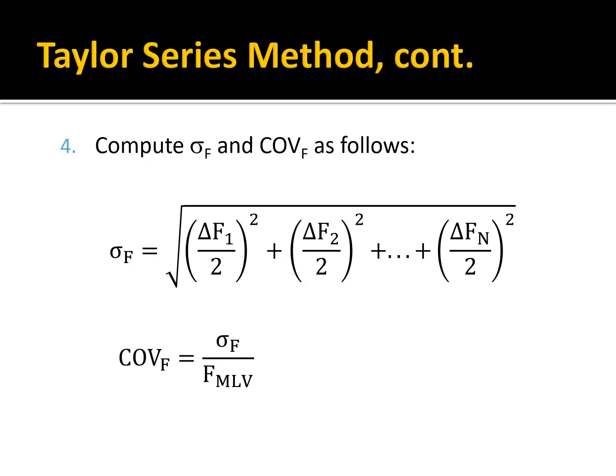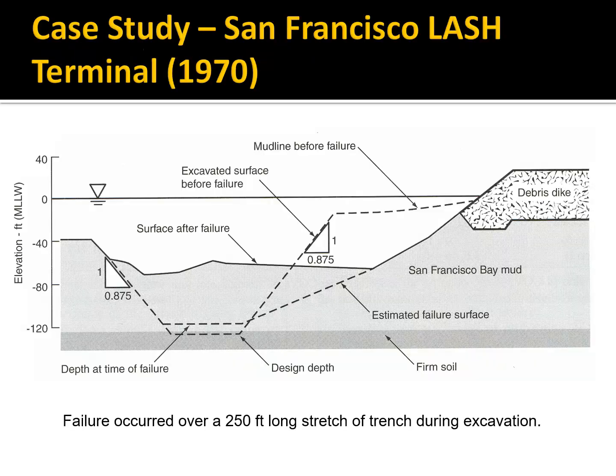If you have n parameters, you take delta f1 over 2 squared plus delta f2 over 2 squared all the way up to delta fn over 2 squared. Add them up, take the square root, and that is the standard deviation of the factor of safety. Divide that by the factor of safety of the most likely value, and you have the coefficient of variation of the factor of safety.